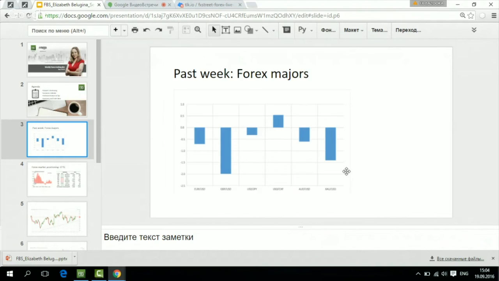And of course, taking into account the fact that the Federal Reserve's meeting will take place this week, the US dollar is going to be one of the main drivers on Forex and will surely be in the center of the market's attention.